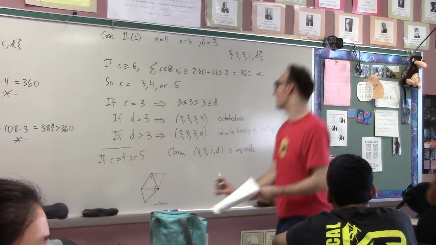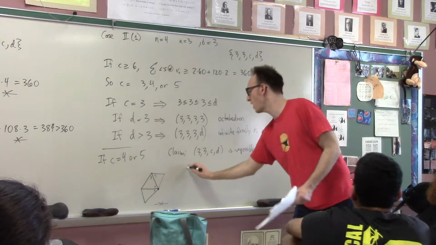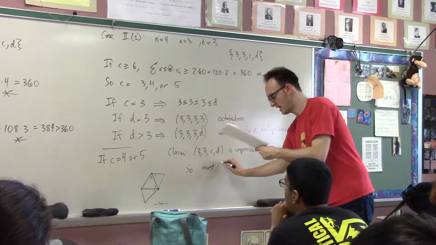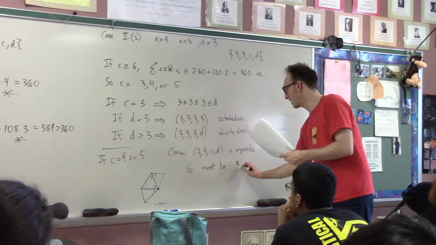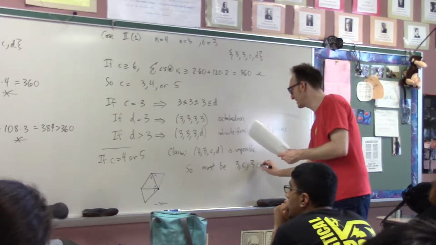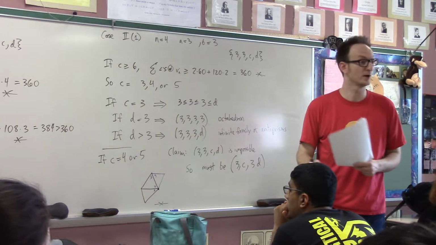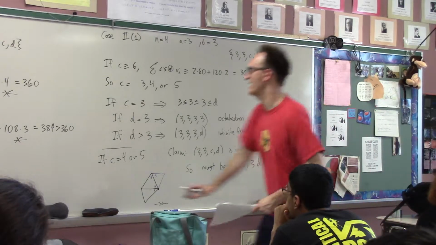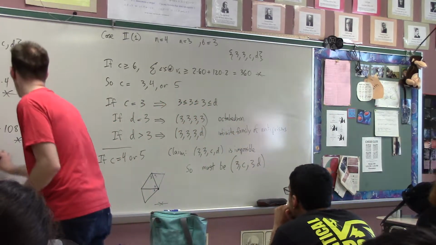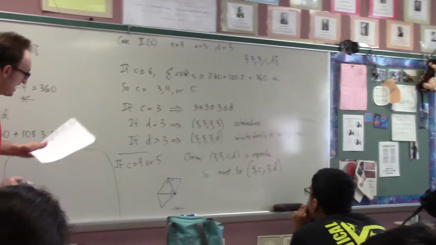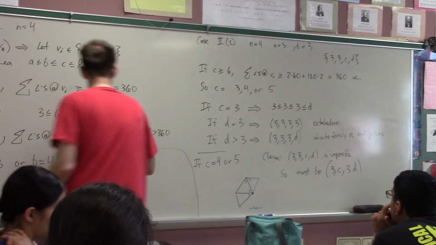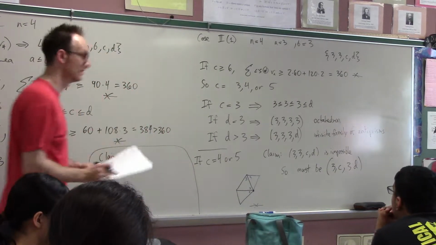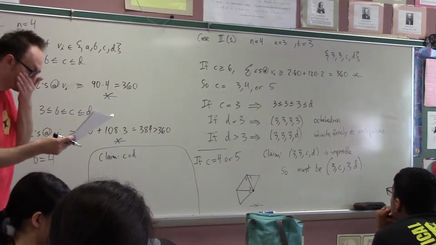Alright, good. Therefore our conclusion is that it must be in the form 3,C,3,D. That's the only possibility. And a further claim I now make is that C must be equal to D. This is also not obvious at all, but here is the argument.